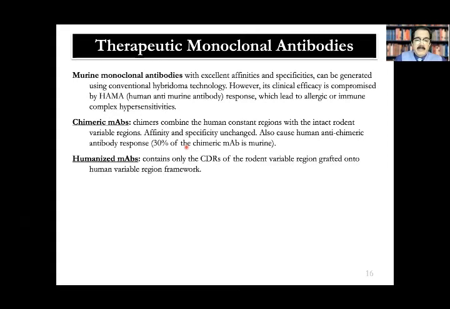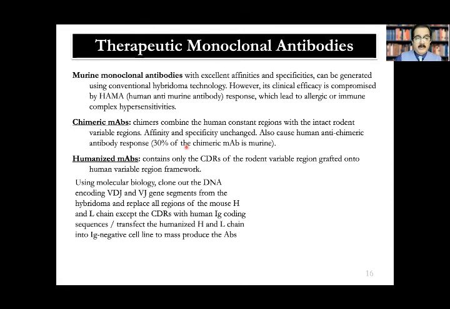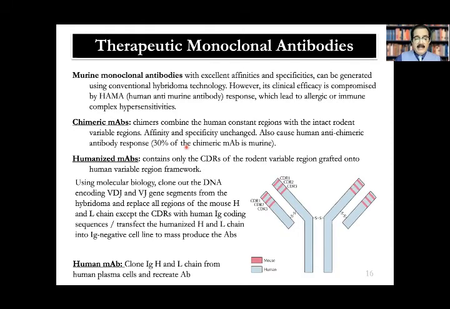And then came the humanized antibody, where they take the murine or rodent antibody and keep everything except the antigen contacting sites. So the CDRs are rodent, everything else is human, and that worked beautifully. And the last type, what we do now, is human monoclonal antibody. You just sort out the B cells, clone out the heavy and light chain, you can make the antibodies, and then you are in business.